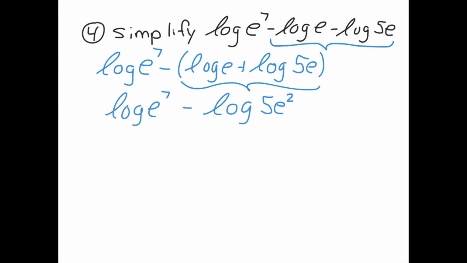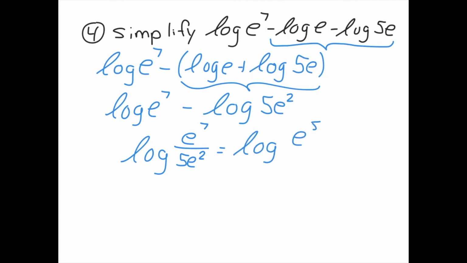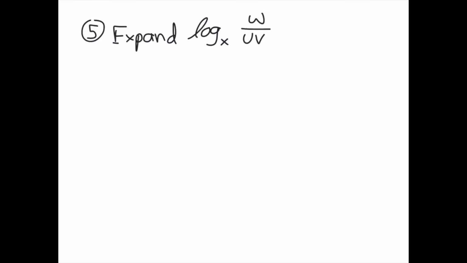And now we can do our quotient rule and get log of e to the 7th over 5e squared, which will simplify because we have an e to the 7th on the top and e squared on the bottom. So an e squared will factor out and simplify from both of those. So our final answer will be log of e to the 5th over 5. And we have expressed it as a single logarithm. Example number 5 coming up.